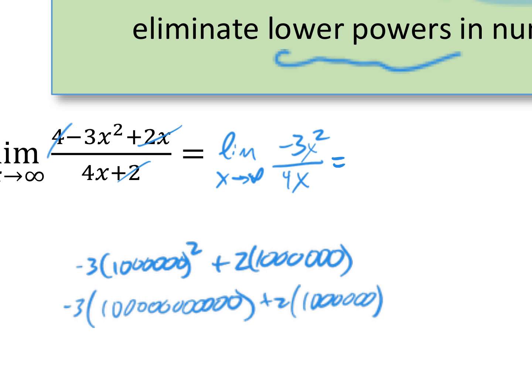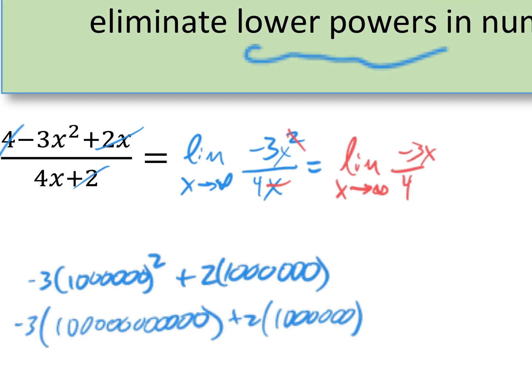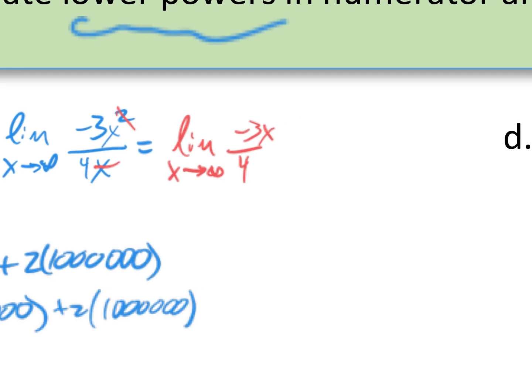So now we can cancel it. This x will cancel with one of these. And now we can rewrite this expression as the limit as x goes to infinity of negative 3x over 4. One of those x's is still left over there. Now what happens when we plug in a large number here? Plug in a million, billion, trillion. We have negative 3 million, negative 3 billion, negative 3 trillion over 4.